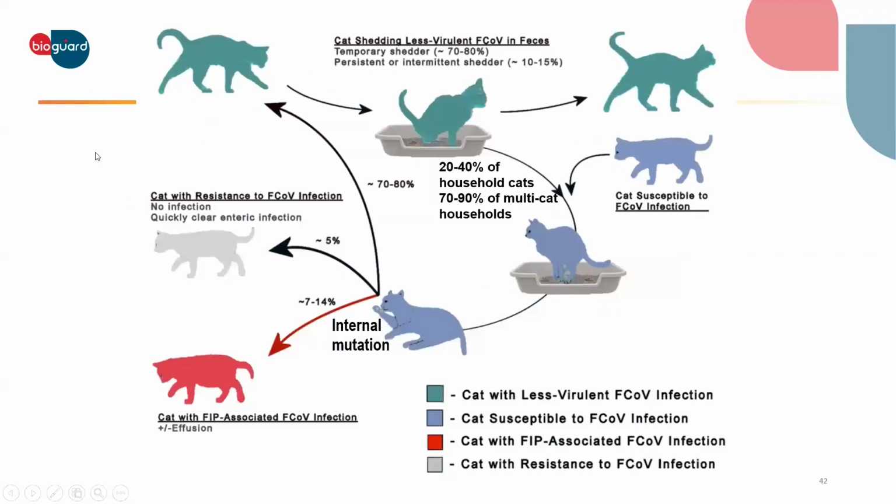Let's just summarize. This figure shows how the cat usually gets infected with the FECV, and most cats will recover from the FECV infection. However, some cats cannot recover, and those FECV will keep mutating inside the infected cats. That's what we call the internal mutation. And about 5 to 12% of cats will become FIPV.